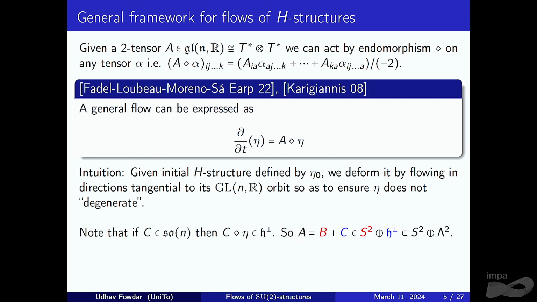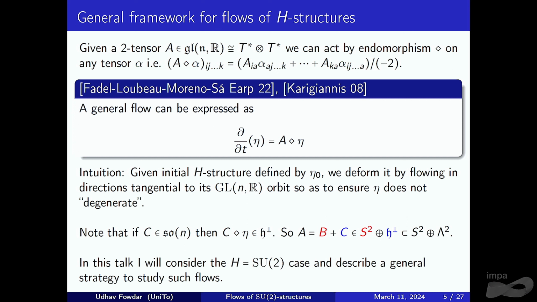Okay, so note that if I had given you a skew-symmetric endomorphism and I took the standard endomorphism action, then because eta is stabilized by H, the image will always lie in the complement of the H algebra. Because of this, I can restrict my tensors to simply the ones where the skew-symmetric part only lies in the H part. And what I would like to do is consider flows just when H is equal to SU(2) in this case. And then I'll tell you what a general strategy would be.